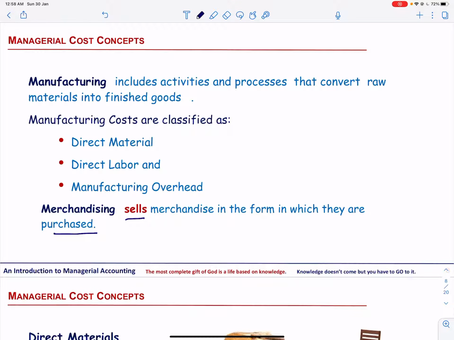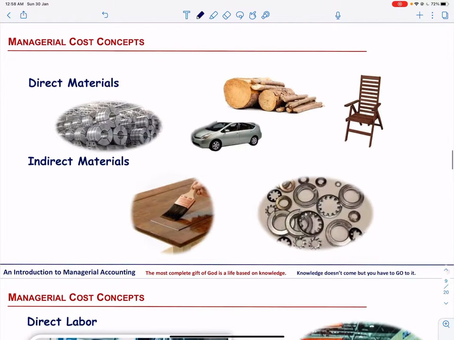Let us talk about direct material first. Material used in the manufacturing process is classified in two broad categories: direct material and indirect material. Direct material are the raw materials that can be directly and physically associated with the finished goods, like wood in making the furniture or steel used in making cars.